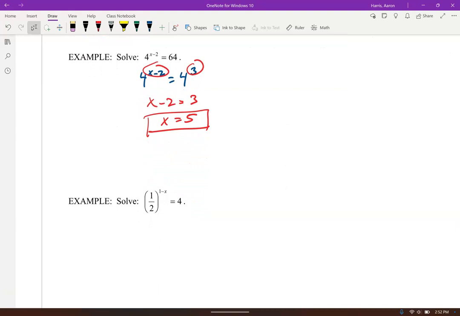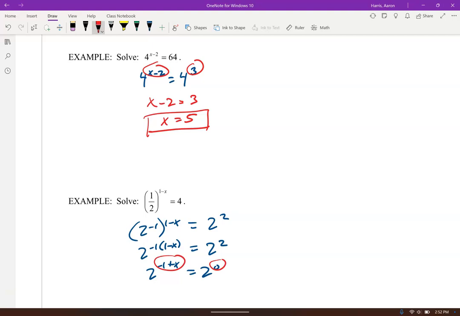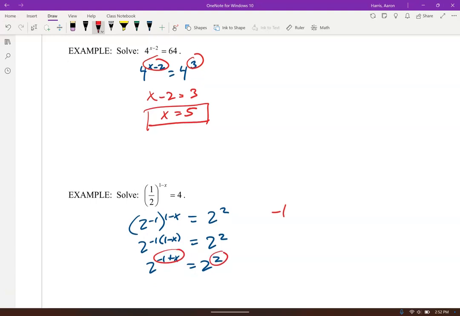How about this one? I'm looking at the left, and 1/2, I can write that as 2 to the negative 1. And so that's power of a power. And 4, I can write that as 2 squared. So I got 2 to the negative 1 plus x equals 2 squared. So negative 1 plus x has got to equal 2. Add 1, add 1. So x equals 3. X equals 3 makes this true, right? If I plug 3 back in, it'll give you a true statement.